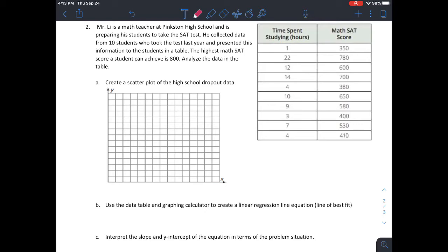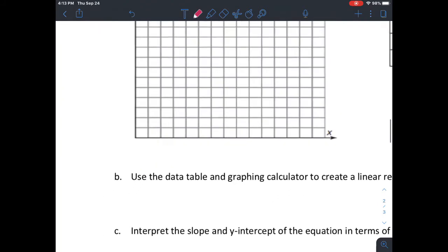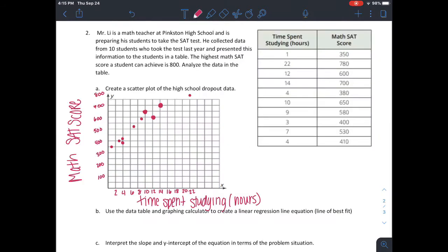So first we're going to create our scatter plot just like we did before. So I'll quickly do that. We have our scatter plot created. Time spent studying in hours is on our x-axis, and the math SAT score is on our y-axis. This was a pretty tough one to graph. I definitely did not enjoy that, but we got it done. This one looks like a lot better trend, so maybe we'll see a better correlation coefficient.